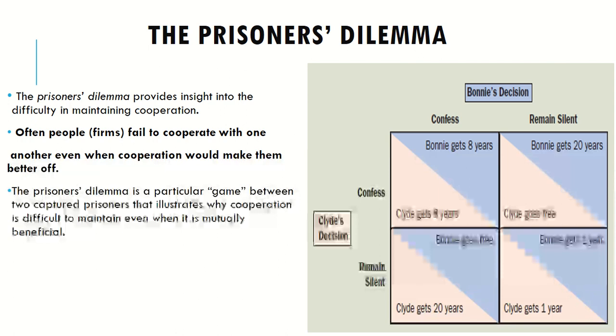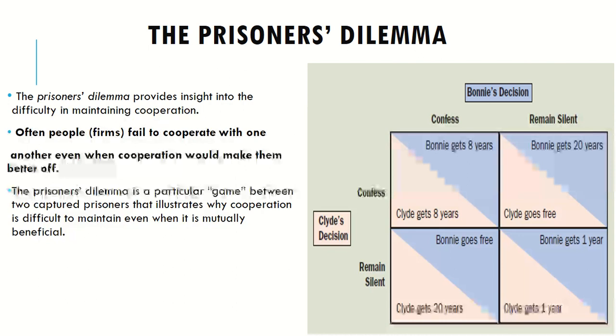But most of the time it is difficult for individuals to cooperate with each other, even when they know that it is beneficial. Suppose both of them confess, they spend 8 years in jail. As you can see from this diagram as well, if both of them confess, then both will go to jail for 8 years. The second option is that Bonnie remains silent and Clyde confesses. Then Bonnie gets 20 years in jail and Clyde goes free.